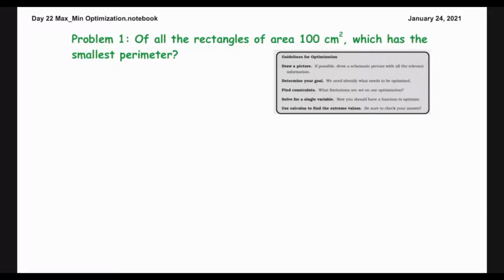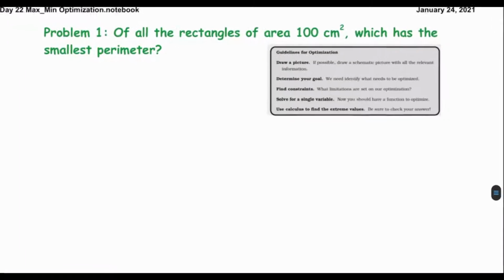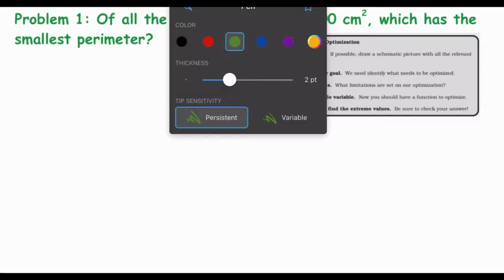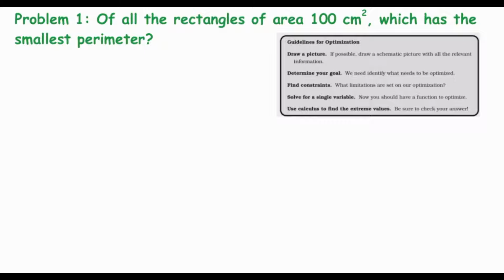In our first example problem here for optimization, we are told that of all the rectangles of area 100 centimeters squared, which has the smallest perimeter? So let's start by using our guidelines for optimization, and let's start by drawing a picture. Actually, before we even do that, let's look at the question and just think about what we're doing. We're dealing with area of a rectangle. So area is length times width for a rectangle. I know the total area is 100 centimeters squared, and it has the smallest perimeter.